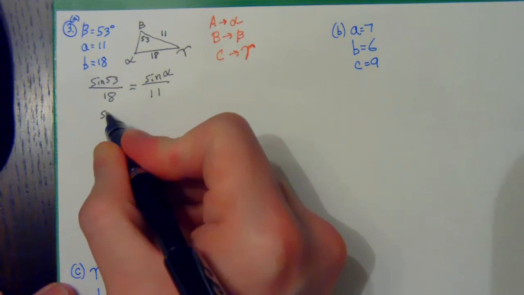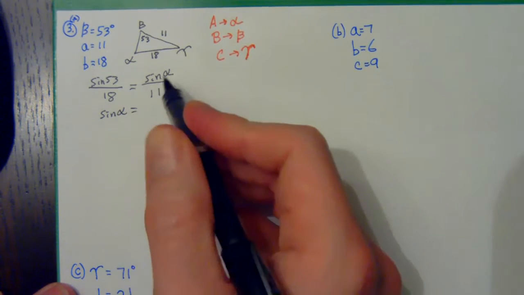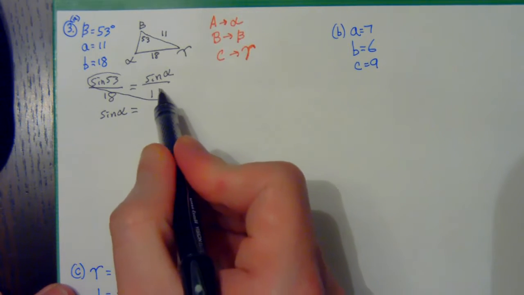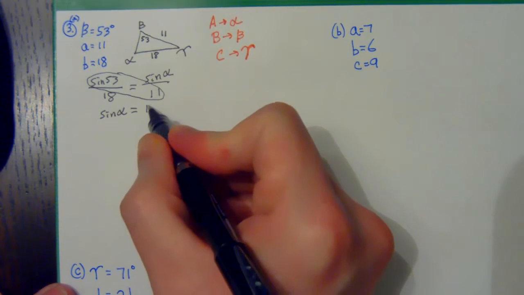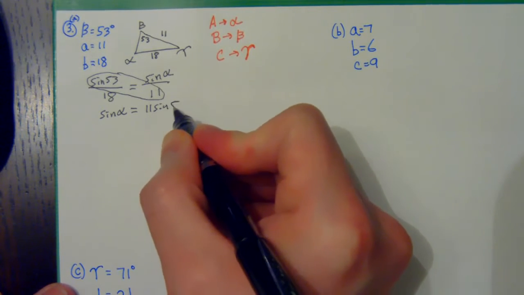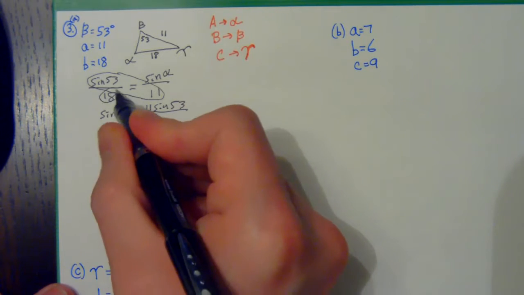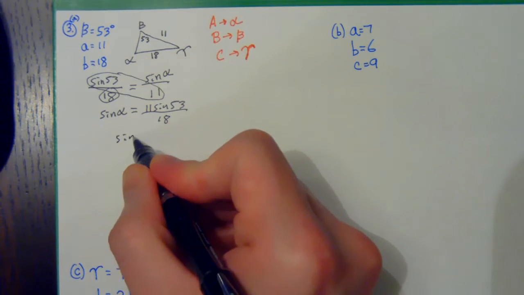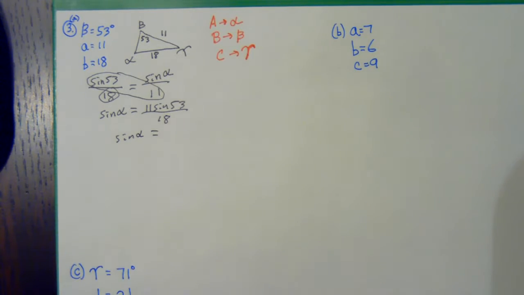And remember the little shortcut that we learned before. When you're trying to solve for sine of alpha, the shortcut is you multiply the completed diagonal together. So you can make that 11 sine of 53. And then you divide it by the one that you have left over, which is 18. And then you have sine of alpha is equal to that number right there.